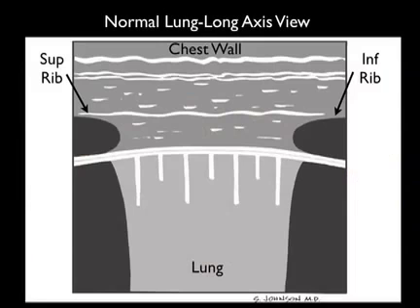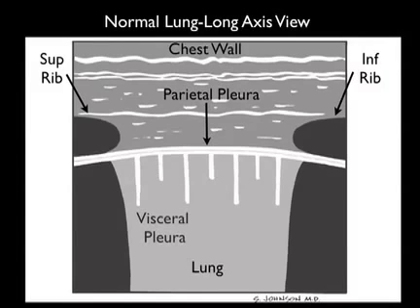Here's a nice pictorial showing the normal findings of a lung in a long axis type configuration. Superior rib to the left, inferior rib to the right. Notice that the ribs cast shadows posteriorly due to the inability of the sound waves to permeate the hard calcifications of the rib. We see the chest wall anteriorly, and note here the two layers of the pleura. And we see here the outer parietal pleura and the inner visceral pleura.